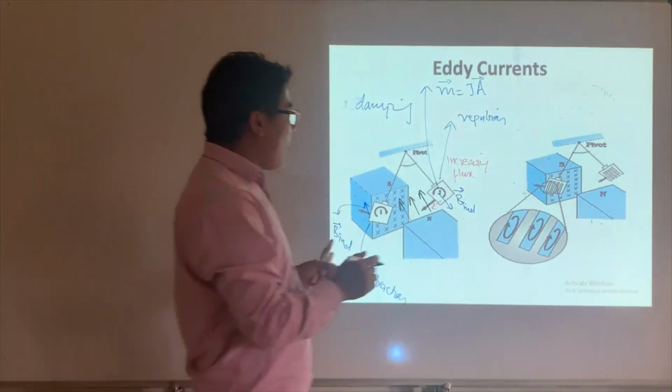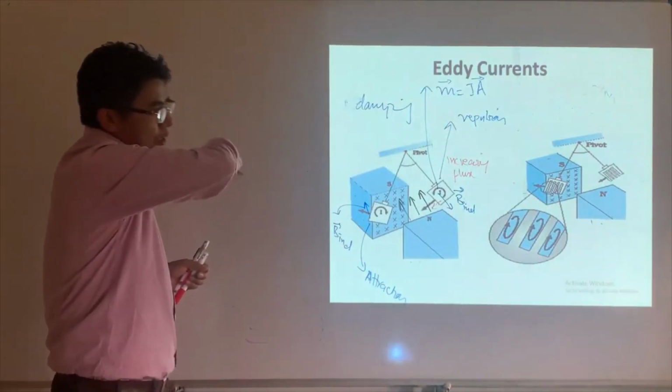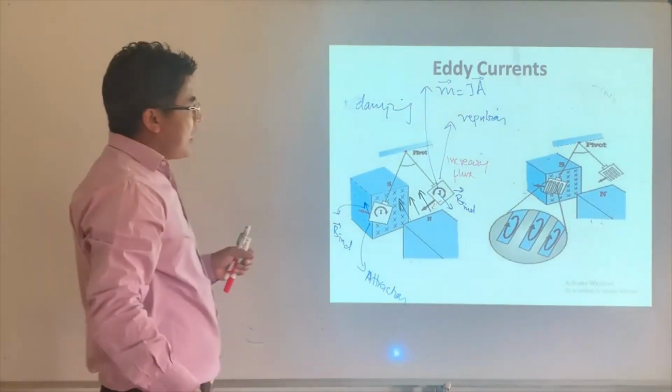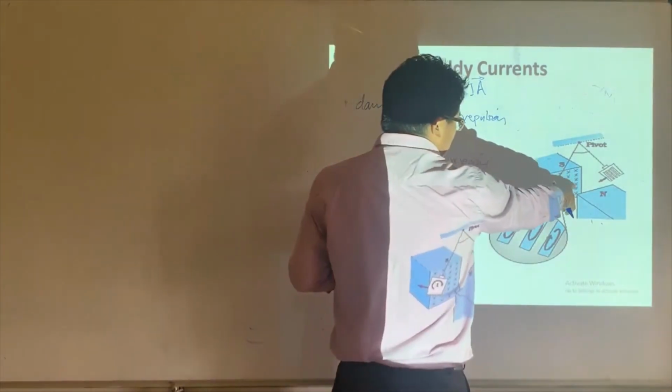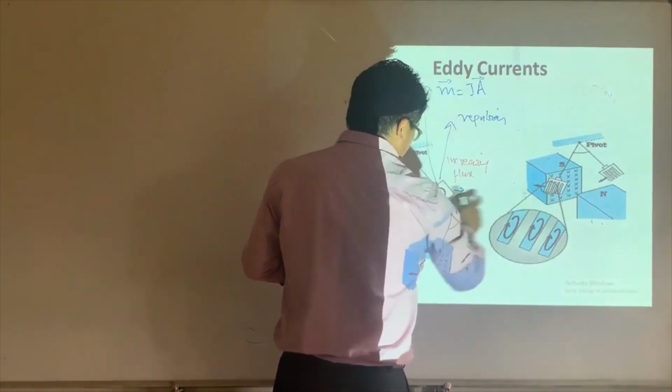Now, when I cut this and allow it to swing, the time to stop is much longer than before. Much longer. Why?